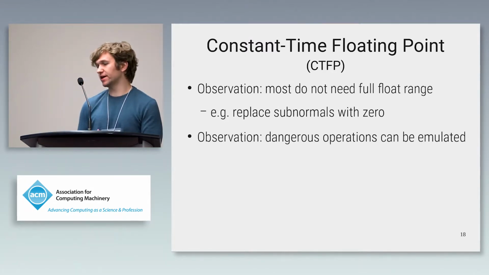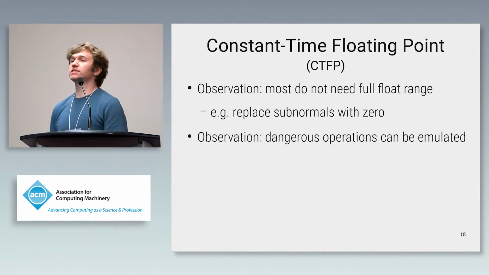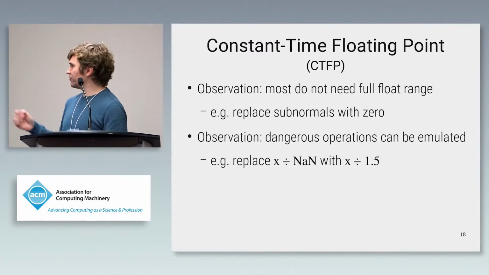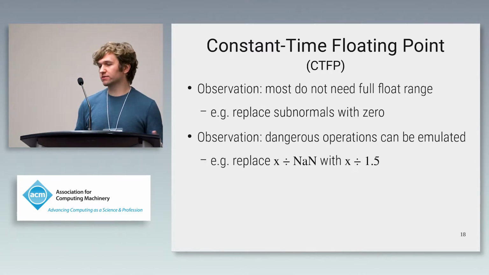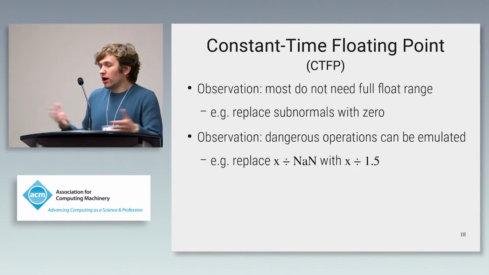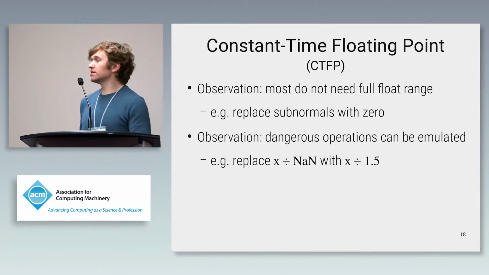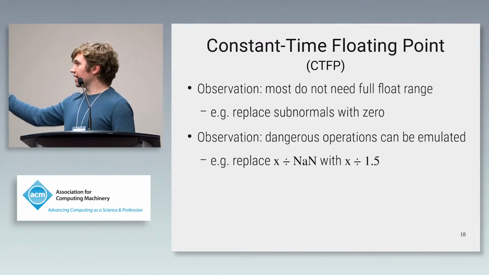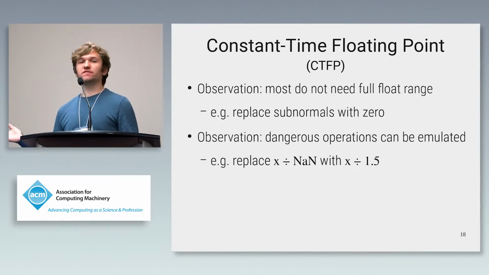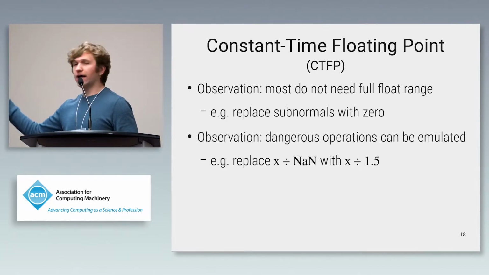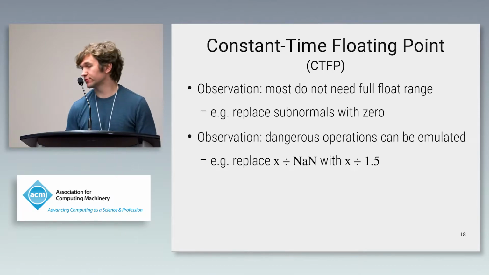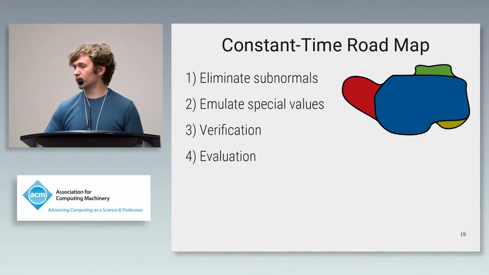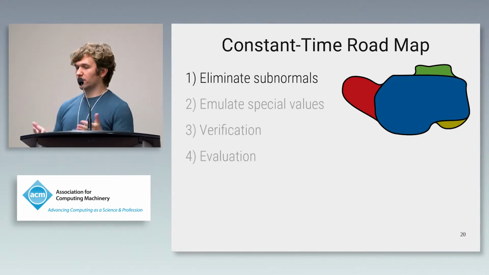The second observation is dangerous values themselves can, generally speaking, be emulated. So, for example, if we're trying to fix the problem with x divided by a NaN, well, we already know what the answer is. It should be NaN. So we can simply use constant time masks to replace x divided by NaN with x divided by 1.5, perform the division, should be fine, and then replace the answer with the expected answer, which would be NaN.